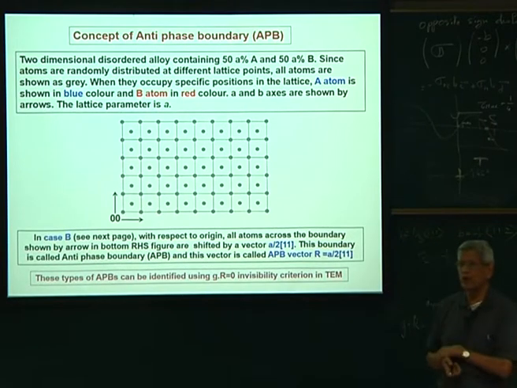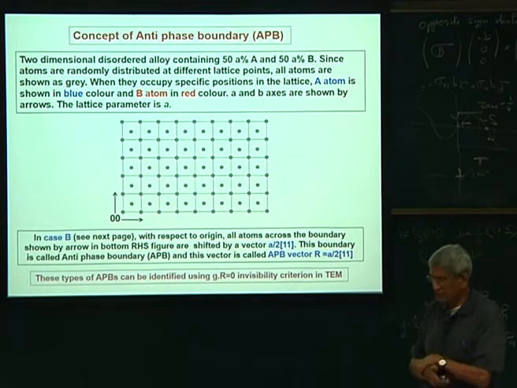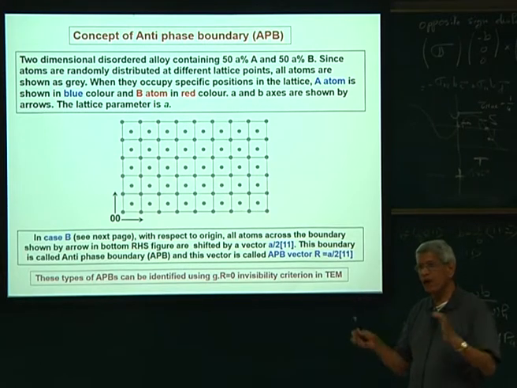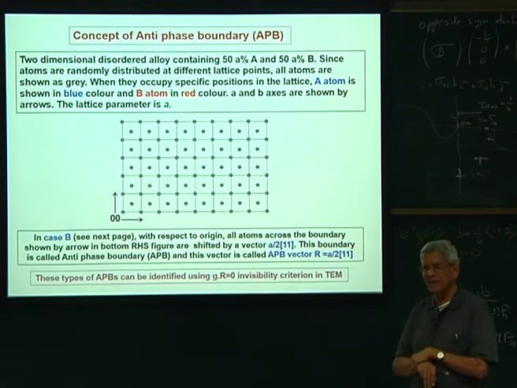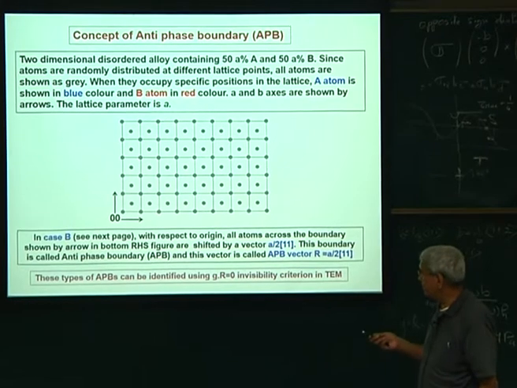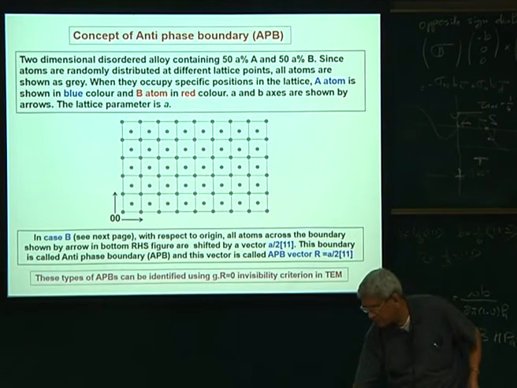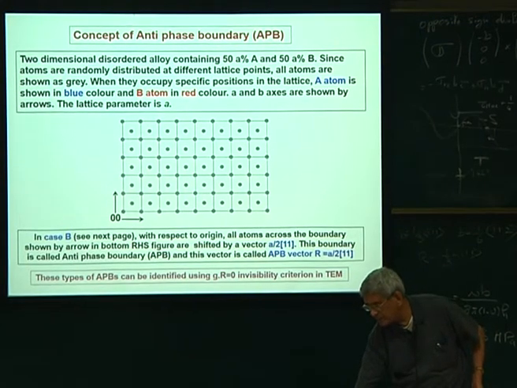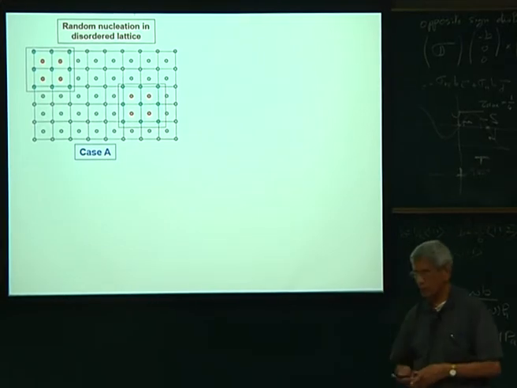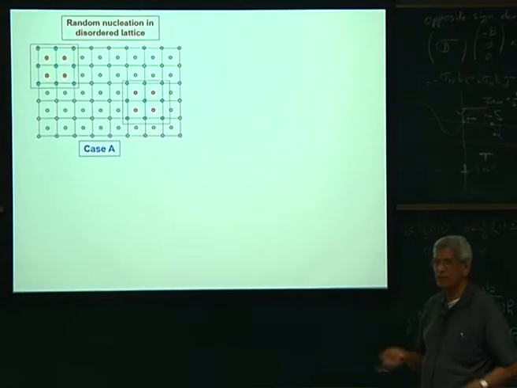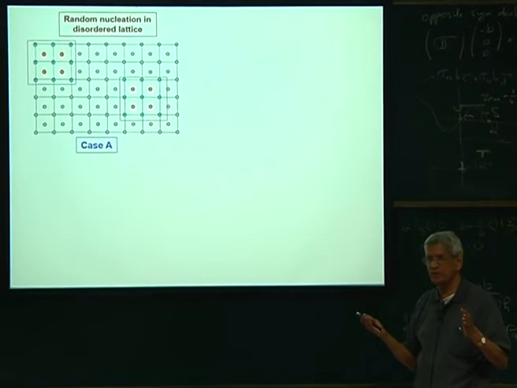Now we'll come to the other type of fault which can occur: antiphase boundaries. In a disordered alloy, if ordering takes place, you assume that the ordered lattice is a supercell on that disordered lattice. Then there are 2 possibilities. When we do an aging, 2 nuclei of the ordered lattice form independently. That's how nucleation takes place when you do an aging.